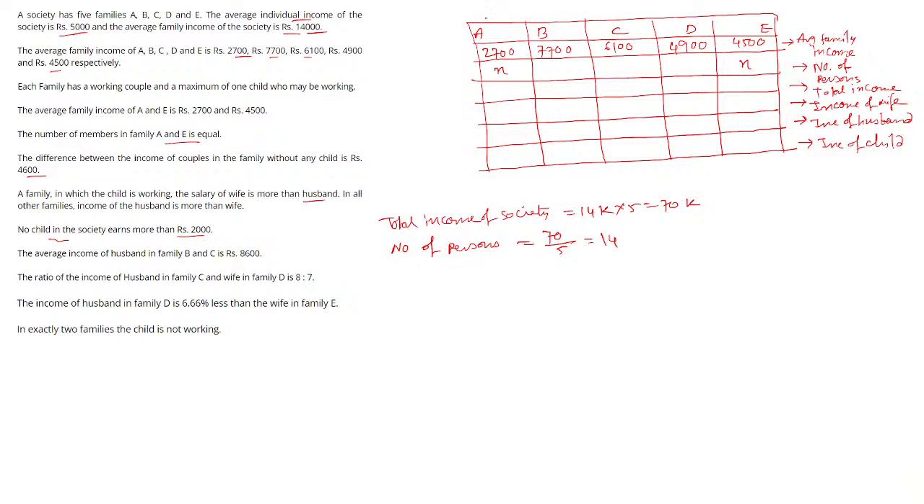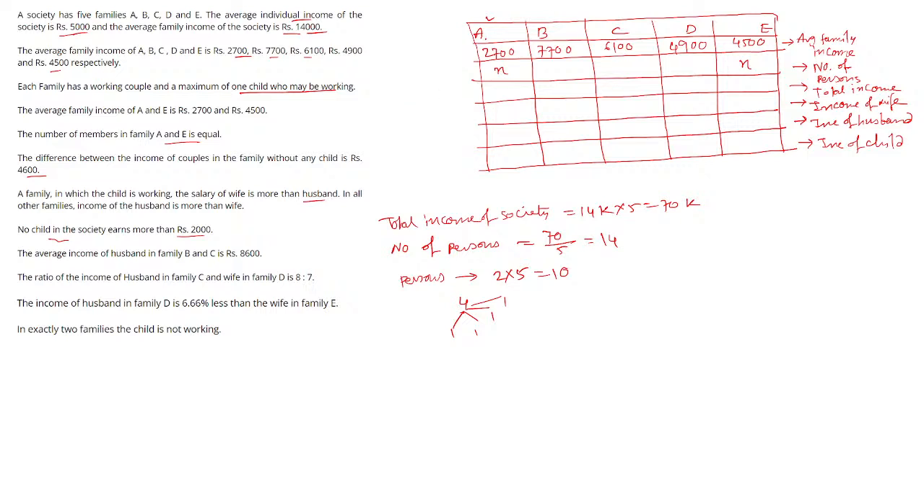Each family already has a husband and wife, and whether a child is there or not is what we need to determine. Out of these 14 persons, 2 in each family for a total of 5 families makes 10, and the remaining 4 are children. In each family only 1 child is there, as each family has a couple and a maximum of 1 child who may be working.